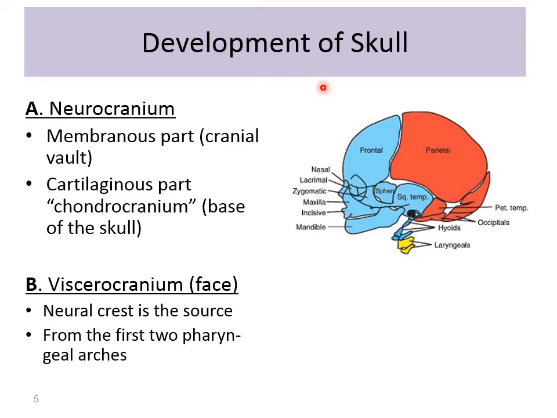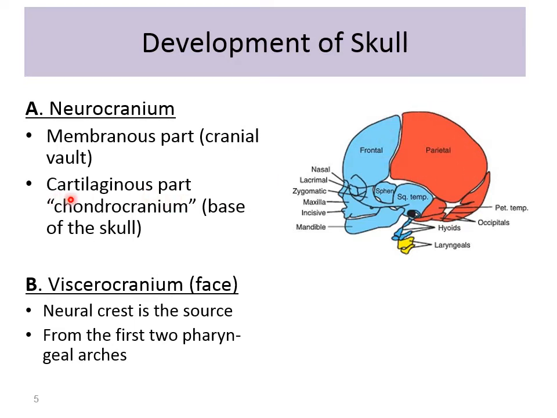Let's have a look at the development of the skull. We have two parts of the skull, neurocranium and visceral cranium. The neurocranium is a part of the skull that embraces or contains the brain. The neurocranium has two parts: the membranous part, which ossifies by intramembranous ossification, so it's called the membranous part, is the cranial vault.